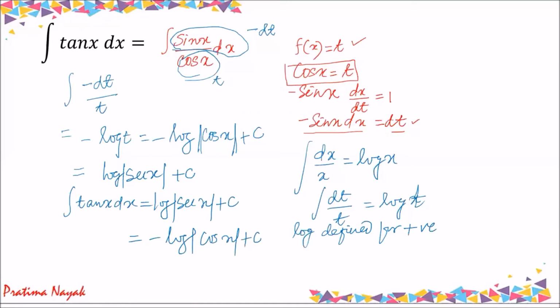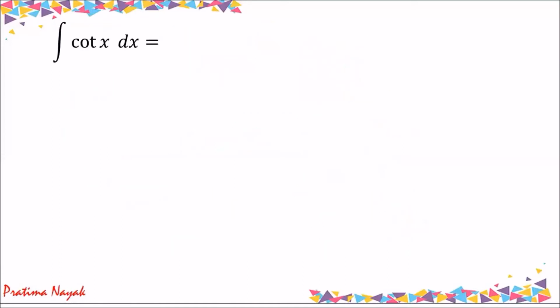I hope it is clear. Next we'll go for cot x. In the same way we'll proceed. Cot x I'll write as cos x by sin x. Now I'll take sin x as t.